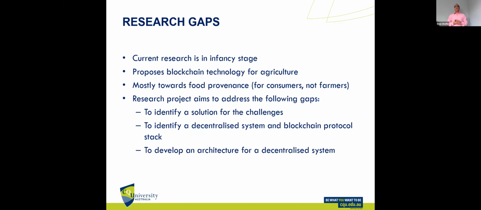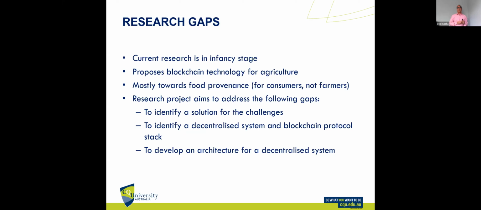What we have noticed in our research is that the current research is still in its infancy stage. A lot of researchers have proposed blockchain technology for agriculture, and there are some applications available which are based on food provenance and trust. But again, food provenance is for consumers, not for farmers. So why would farmers adopt blockchain technology if they are not going to get any benefit?